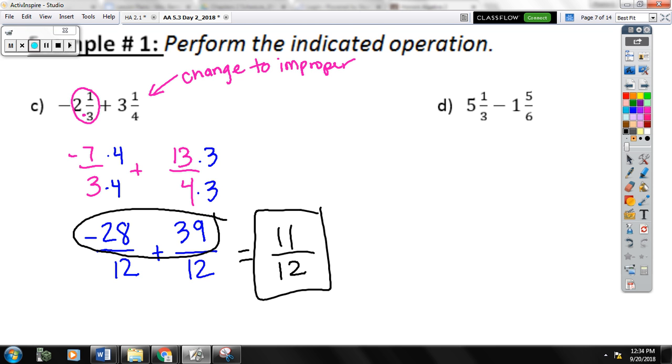Change this one again to improper. So we'll get 16 thirds minus 11 sixths. What's our least common denominator? Kara? 6. You can do 18, but if you do 6, you only have to multiply the first one by something. So it makes it a little bit easier.